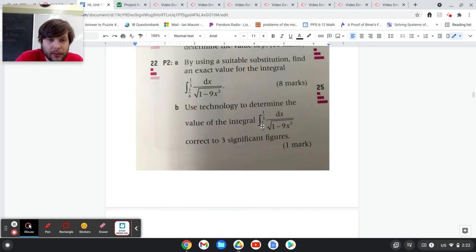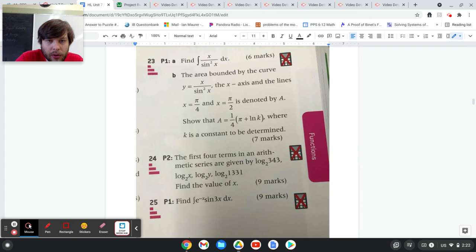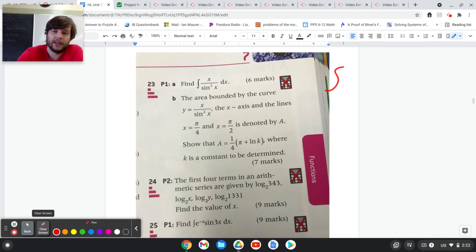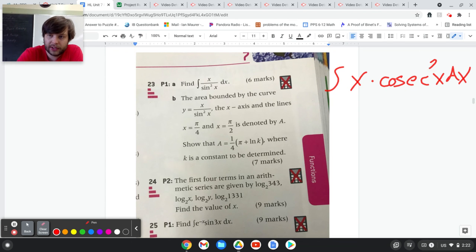Let's see, 22 was trig sub, 23 I mean. This one right here, it's not a trig substitution problem. It's actually an integration by parts problem. You may not see it that way at first, but if you rewrite the integrand as x times cosecant squared of x dx, I guess your textbook writes it like this, because 1 over sine is the same as cosecant.